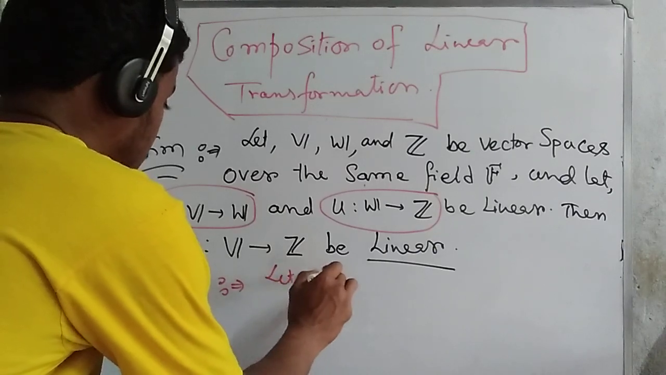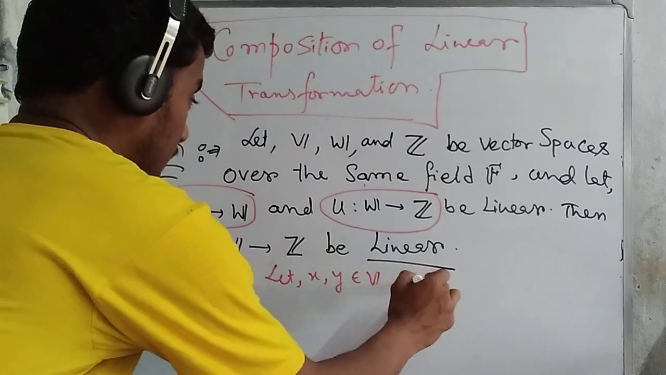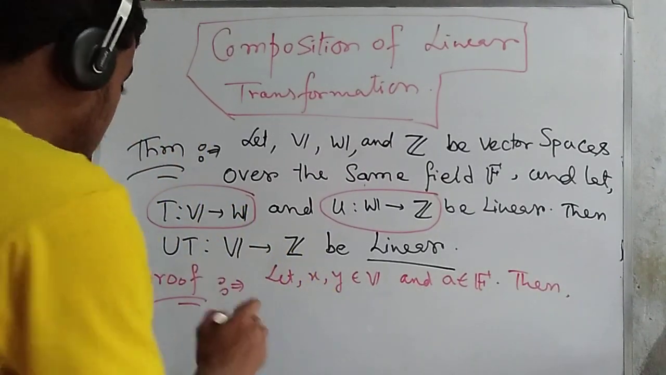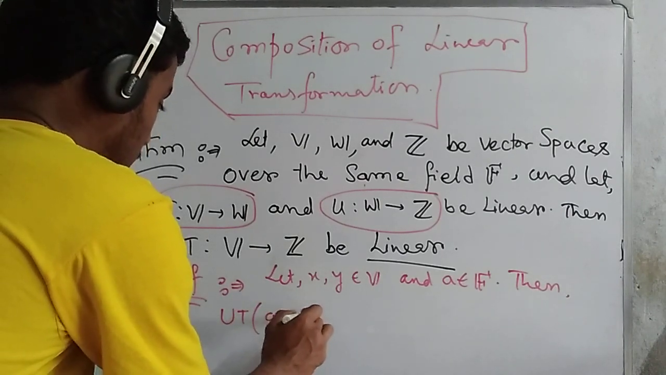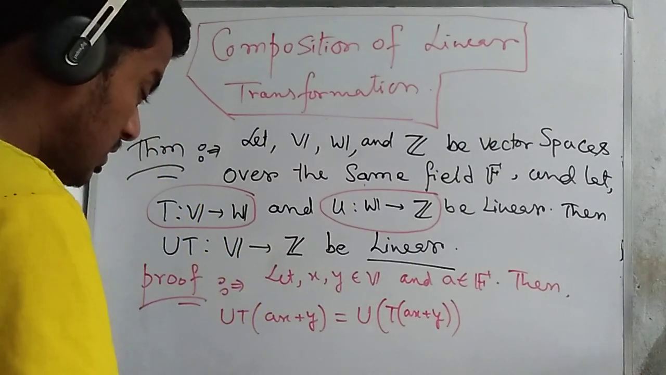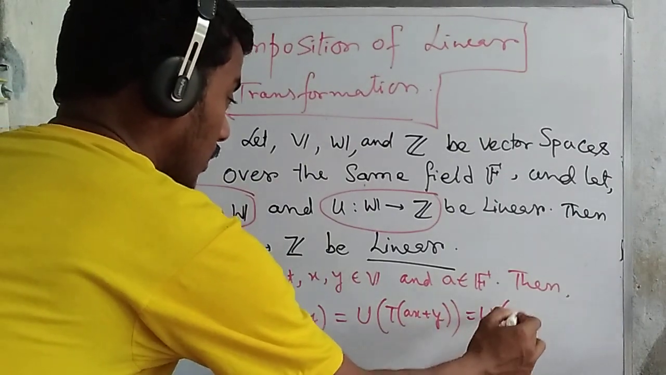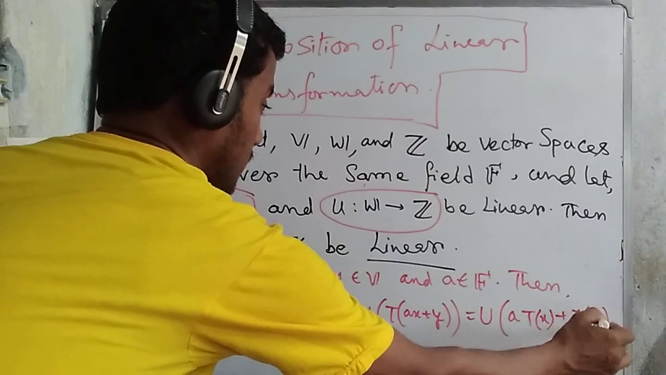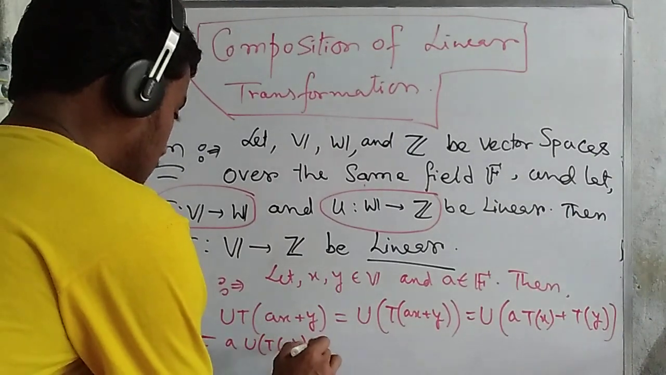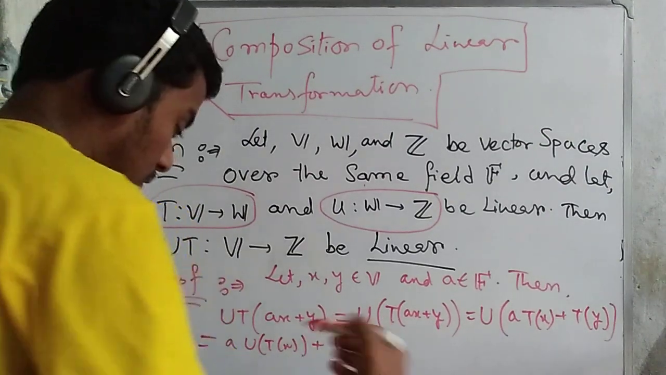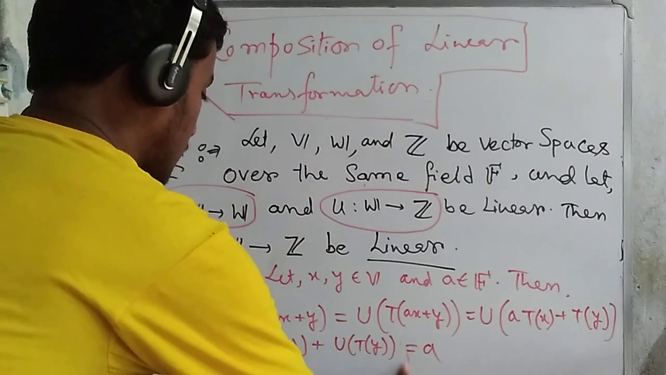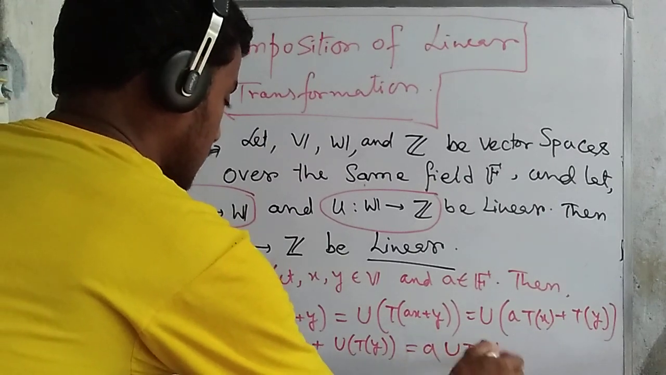Let x, y belong to V and a belong to the field F. Okay, then what happened? Then UT(ax + y) equals U(T(ax + y)). Understood? Equal to U(aTx + Ty). Okay, then equal to a U(Tx) plus U(Ty). Okay, then what happened? Then this one equals a(UTx) plus (UTy).